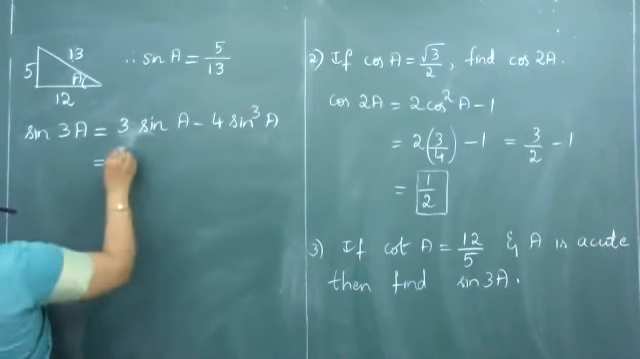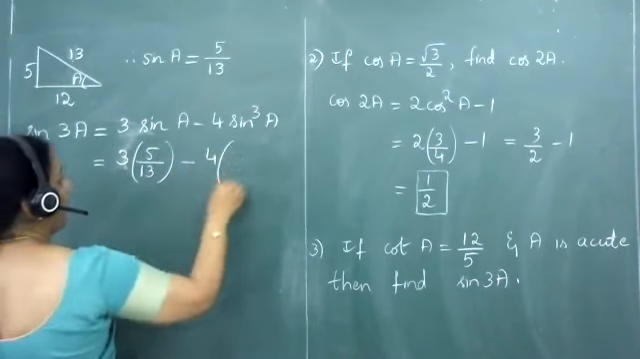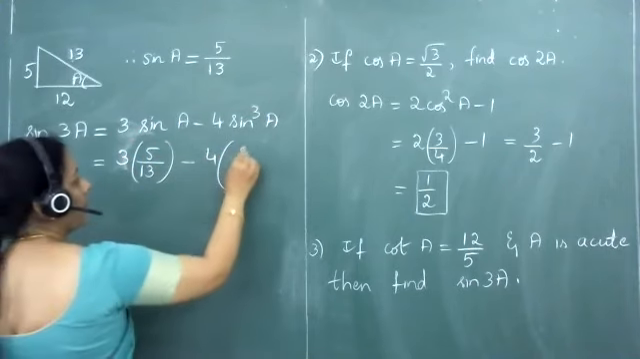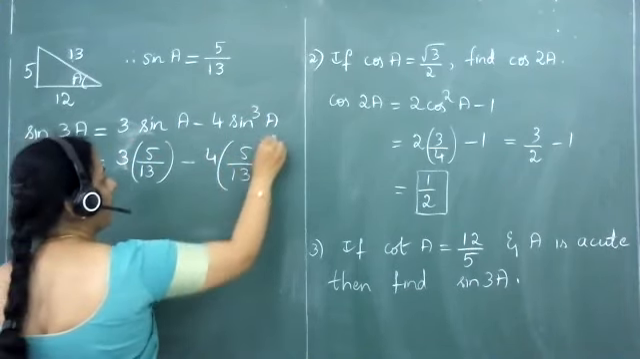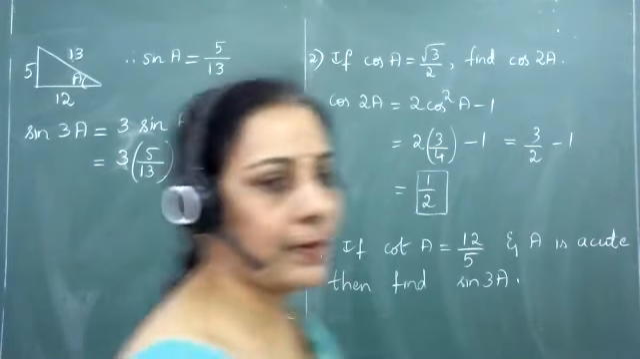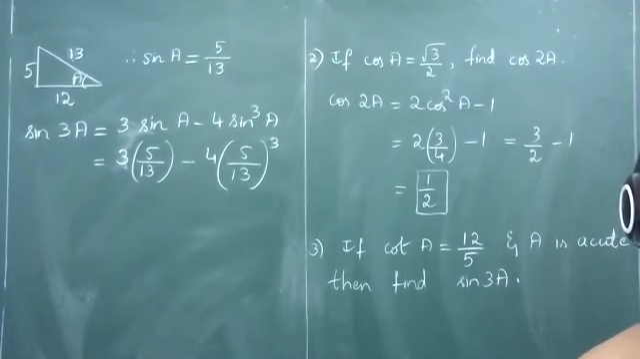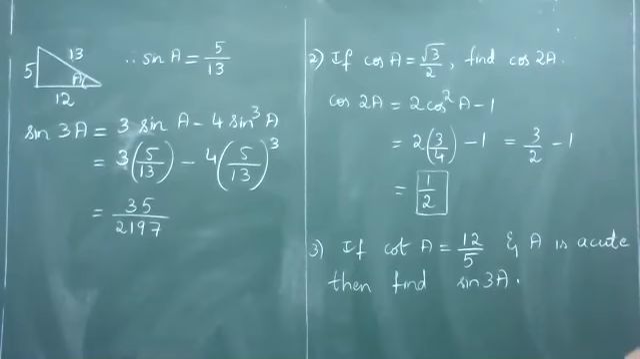Substitute the value of sin A as 5 by 13: 3 into 5 by 13, minus 4 into 5 divided by 13, the whole cube. Simplify this, and the answer has to be 35 divided by 2197.